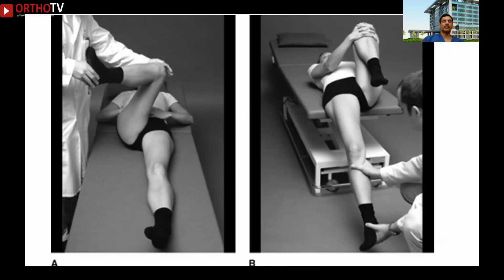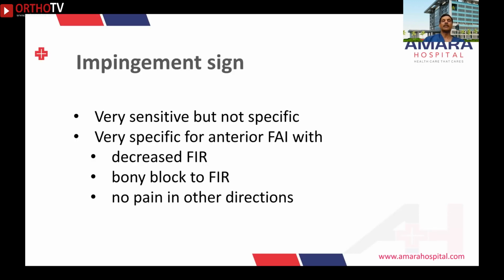Here on the left, you see the flexion, adduction, internal rotation test called the impingement sign, and pain at the end range of this motion is a positive impingement sign. On the right is the anterior apprehension sign for anterior instability, with extension and external rotation. The impingement sign is very sensitive, not specific. It's positive in almost all hip conditions.